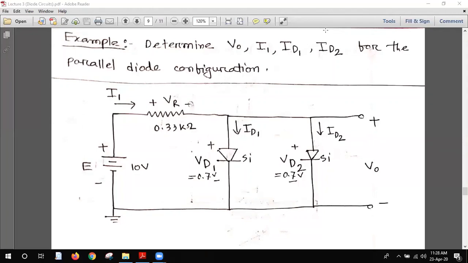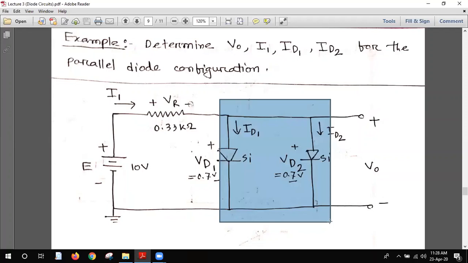Today we are just seeing how the diode works in the circuit. Very important things. From this circuit you can see there are two diodes in parallel. The previous examples we have seen were in series. Now the diodes are in parallel. You see the two diodes in parallel. We all know what parallel is.